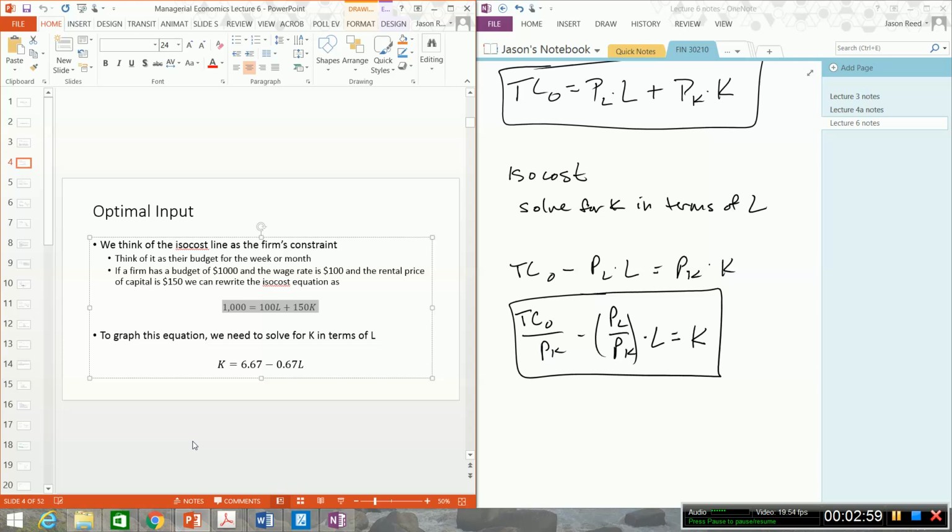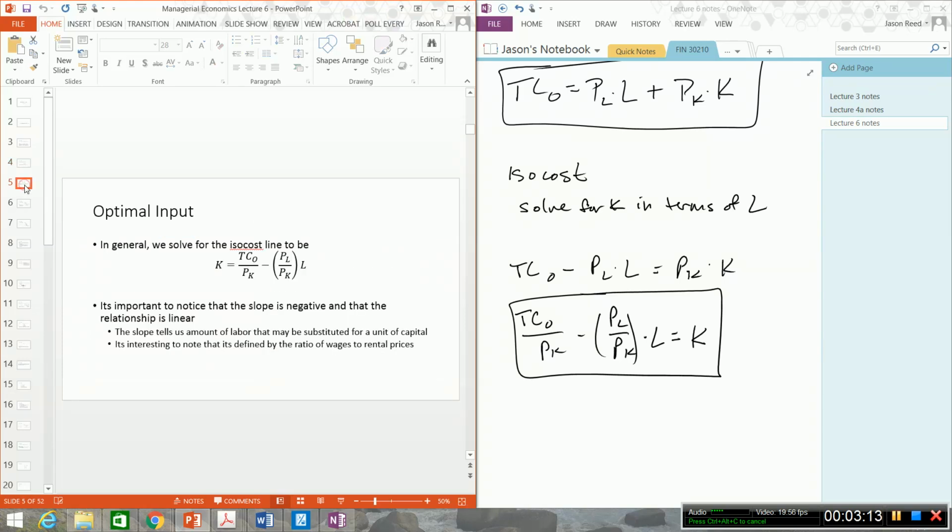In order to graph this equation, we need to solve for K in terms of L, or solve for L in terms of K, so that we're able to get K equals 6.67 minus 0.67 L. I think the method here is more important. And so in general, we solve for the ISO cost line to be this. And again, this is for K in terms of L.